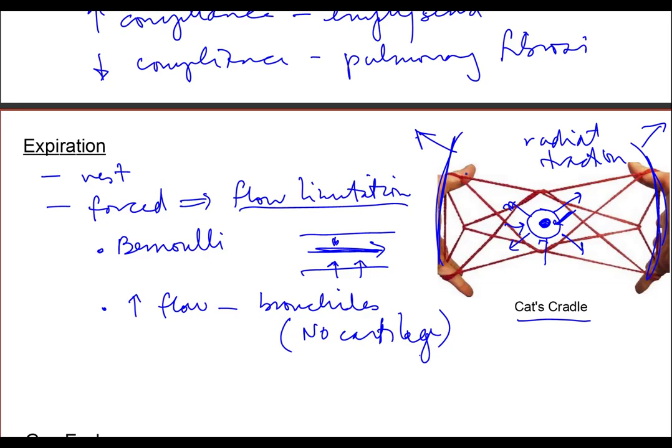However, when you remove that cartilage and you make the flow very rapid, as in a forced expiration, you can literally collapse the tube, and so no matter how much harder you try to force that air out, you have flow limitation because you're literally collapsing the airways.